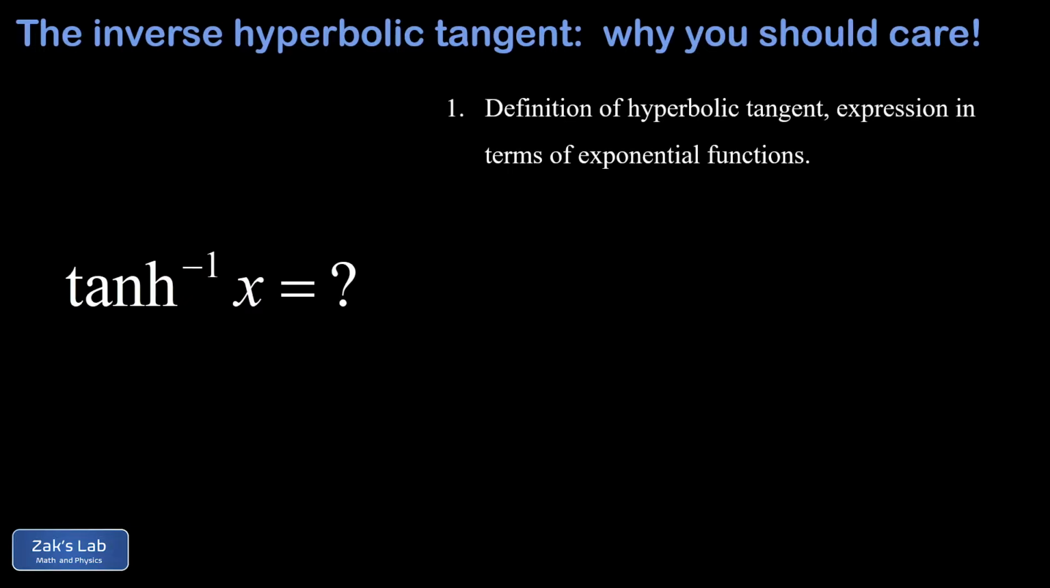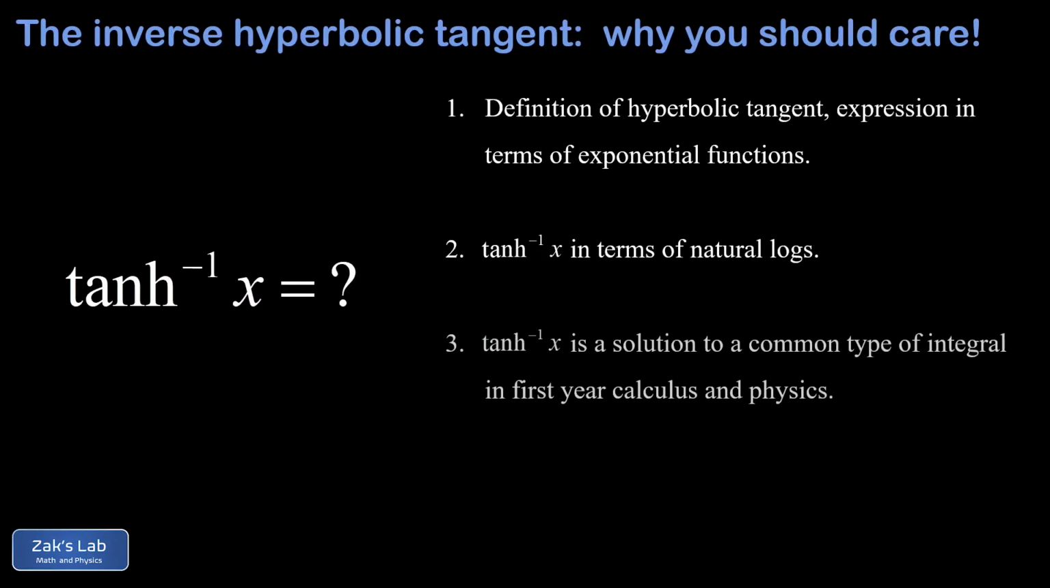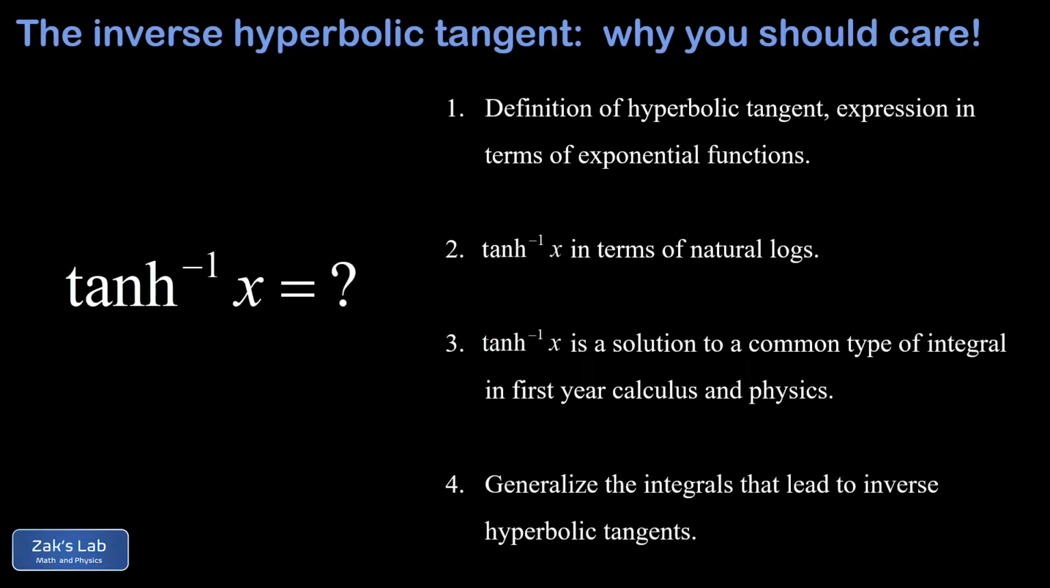And we start with a basic definition of the hyperbolic tangent function and its expression in terms of exponential functions. Next, we figure out how to express the inverse hyperbolic tangent function in terms of natural logs. And because the hyperbolic tangent is expressible in terms of exponential functions, it's not too surprising that this is possible. Then we start to get into why it matters. The inverse hyperbolic tangent function is a solution to a common type of integral that we see occasionally in first-year calculus and physics courses. And finally, we're going to generalize our basic inverse hyperbolic tangent integral by expanding to integrands that have different constants floating around.